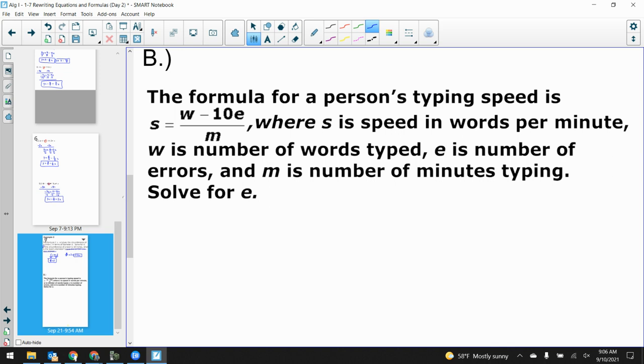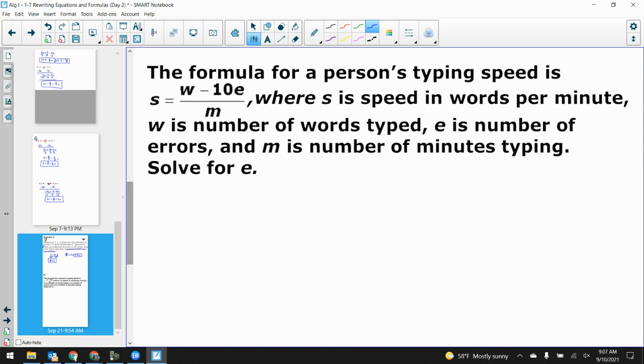Mathematically here, I really don't care about all of that. All I care about is this equation, S is equal to W minus 10E all over M. And I say, okay, I want you to solve for E. Now, this might be one of the most complicated ones that we have because there's a lot going on. But it's not difficult if you just keep taking it step by step. What do you think the first operation should be to get E alone?